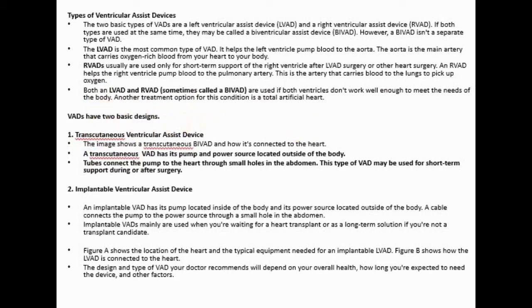So based on design, we have 2 types of ventricular assist devices. We have the transcutaneous ventricular assist device and we have the implantable ventricular assist device. A transcutaneous ventricular assist device has its pump and power source located outside of the body. Tubes connect the pump to the heart through small holes in the abdomen. This type of ventricular assist device may be used for short-term support during or after surgery. Now let me show you the diagram of it.